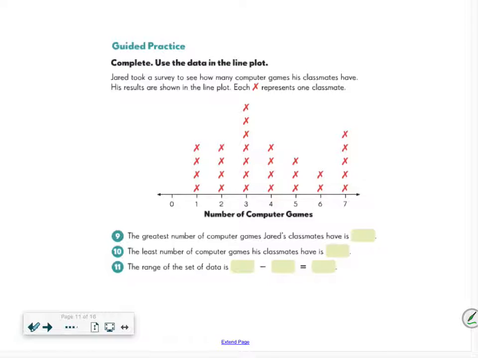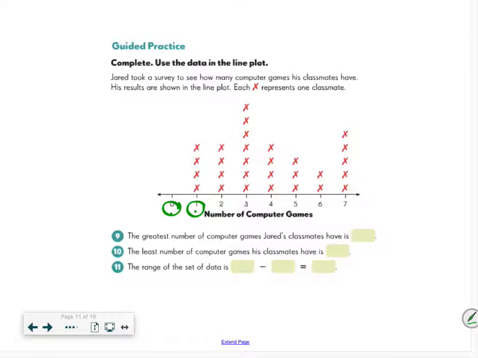First of all, before I start, I just look at my line plot and I think about it. The numbers at the bottom are the number of computer games, and it says up here, Jerry took a survey to see how many computer games his classmates have. So nobody in his class has 0 games.